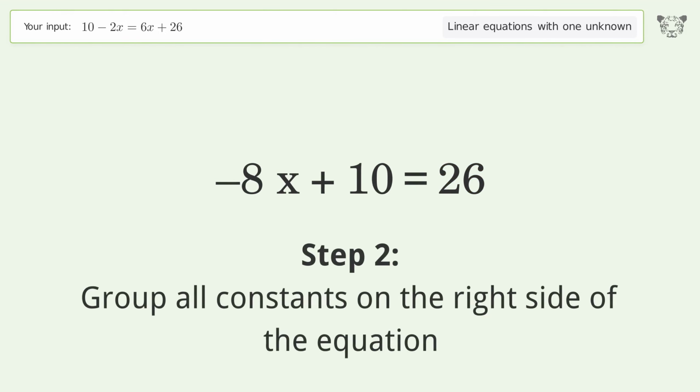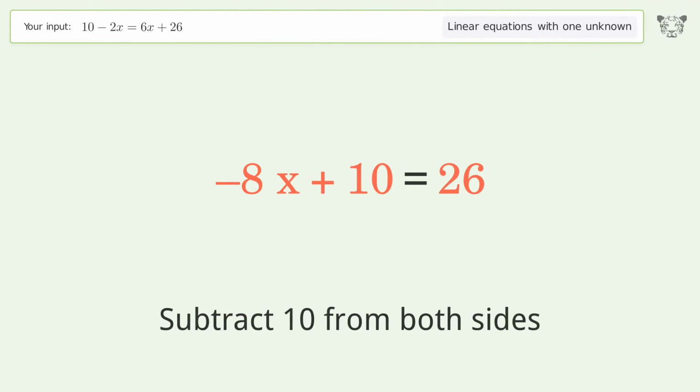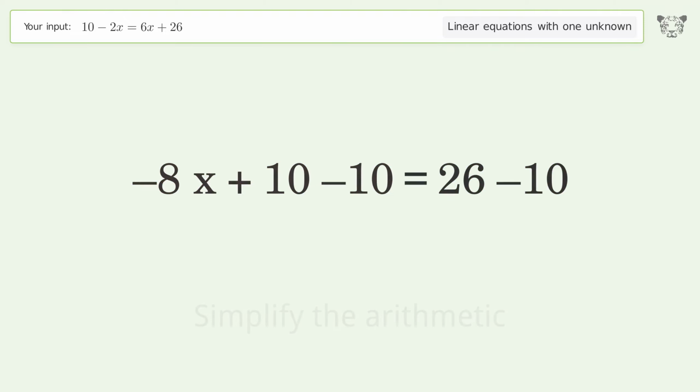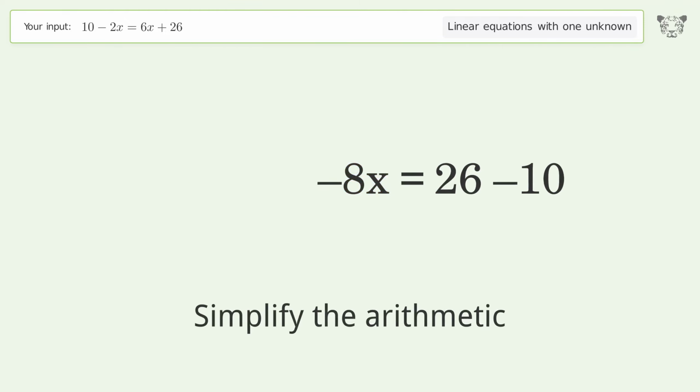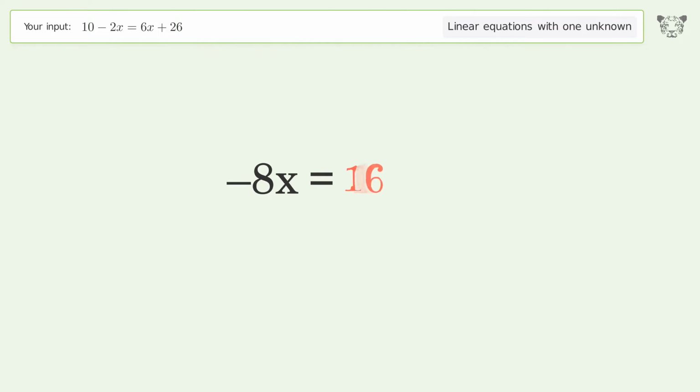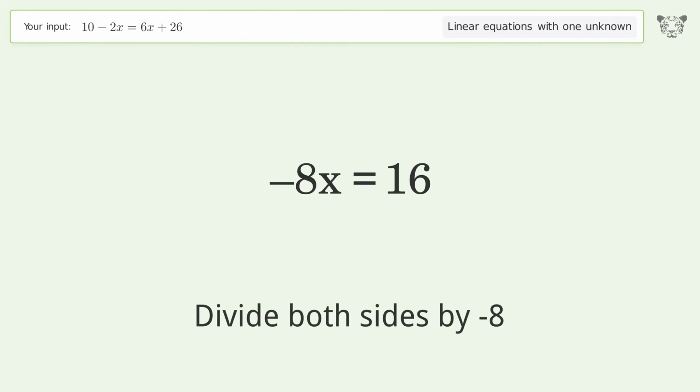Group all constants on the right side of the equation. Subtract 10 from both sides. Simplify the arithmetic. Isolate the x. Divide both sides by -8.